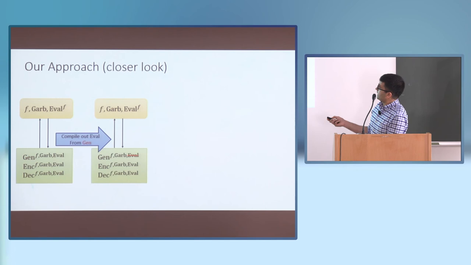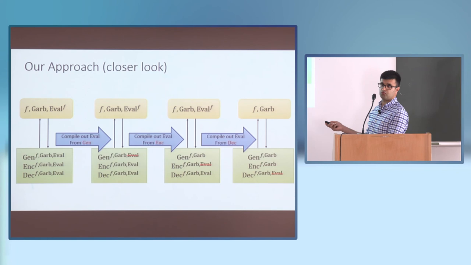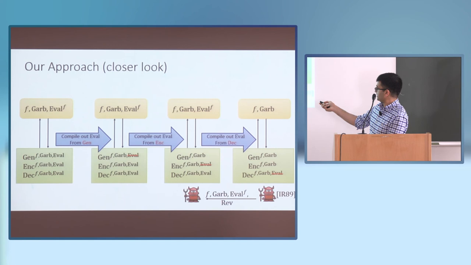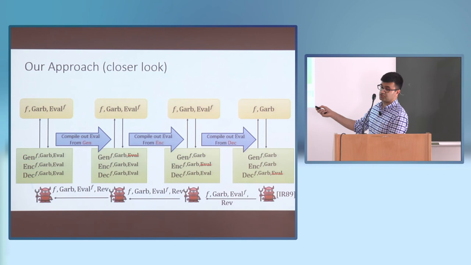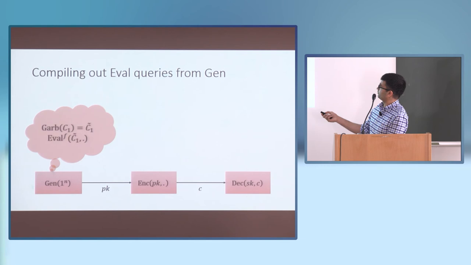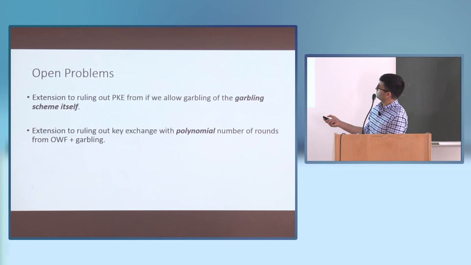The way that we get rid of eval queries is one step at a time, where we first get rid of eval queries from the key generation algorithm, and then from the encryption algorithm, and then from the decryption algorithm. And then at the end, we will have a polyquery attack, and if we apply our security reduction sequentially, we will get an attack against the original scheme. Okay, so I don't have time to talk about how to remove eval queries from the individual algorithms, so let me jump quickly to the summary part.